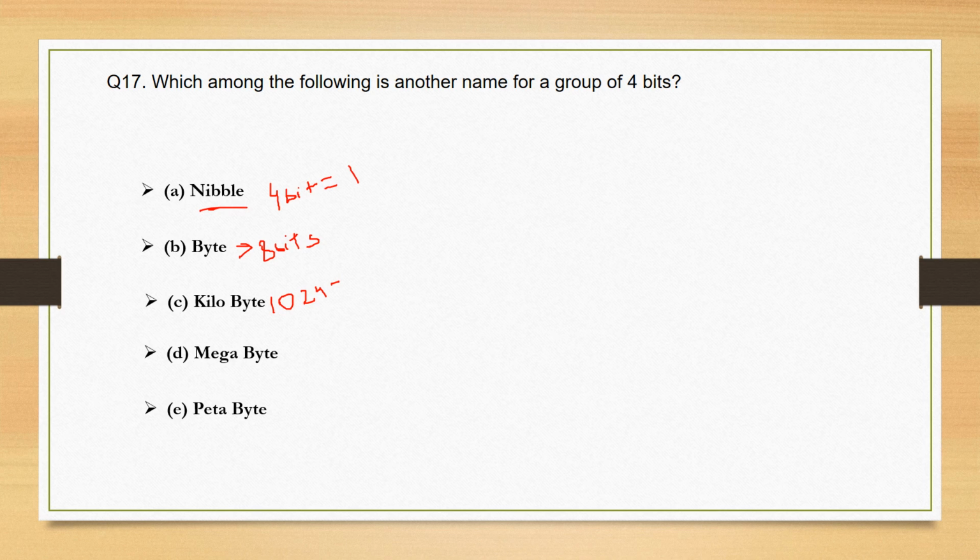Similarly for petabytes, it will go up in the same way. This is the way we are defining the data. Bit is basically the smallest unit of data, and after that we have nibble, and after that we have byte, then we have kilobyte, megabyte, petabyte, terabyte, different terms like that. So nibble basically refers to 4 bits. Let's move to the next question.